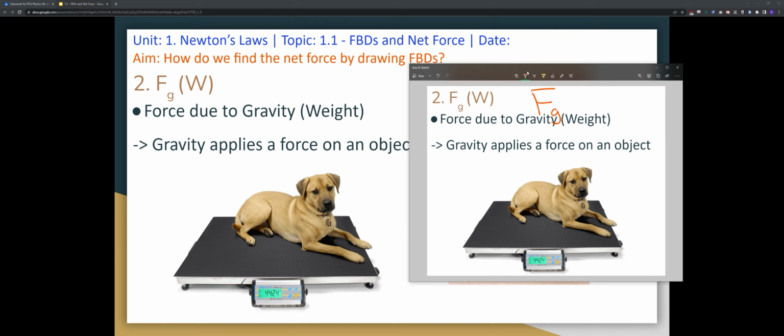The nickname for F sub g is weight, right? So your force due to gravity is your weight. Gravity applies a force on an object, the force due to gravity.